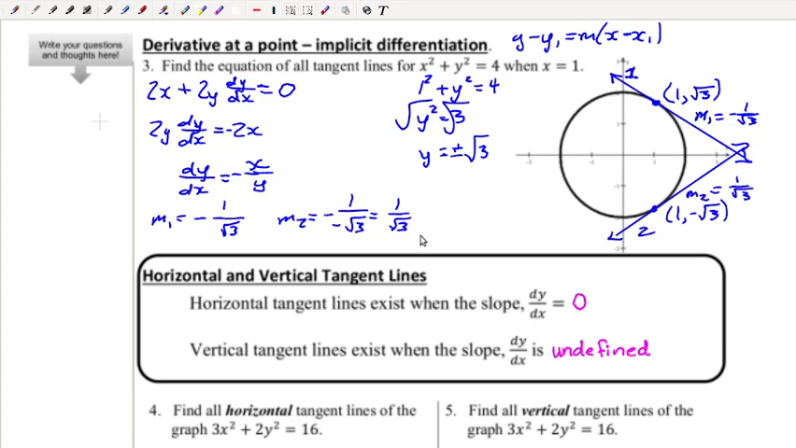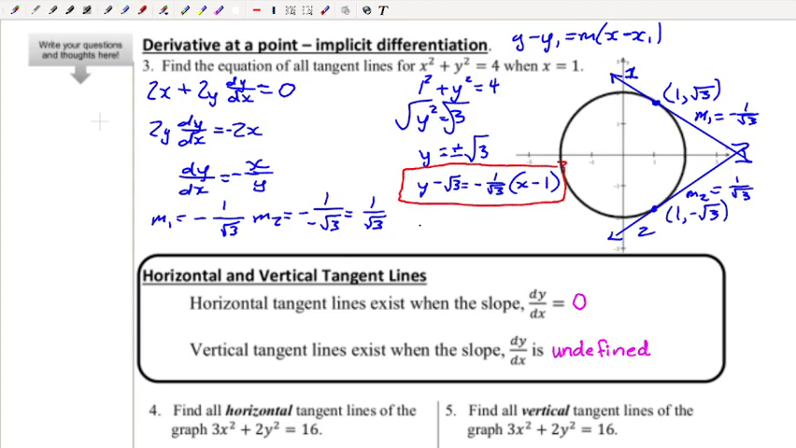I'm going to move this off to the side so I have a little bit more space to write my actual final answers. Okay, so I'm going to use this equation to write the equation of each of these tangent lines. So for line number 1, y minus y1, which is root 3, is equal to m, negative 1 over root 3, times x minus x1, which is just 1. So there's one of my answers.